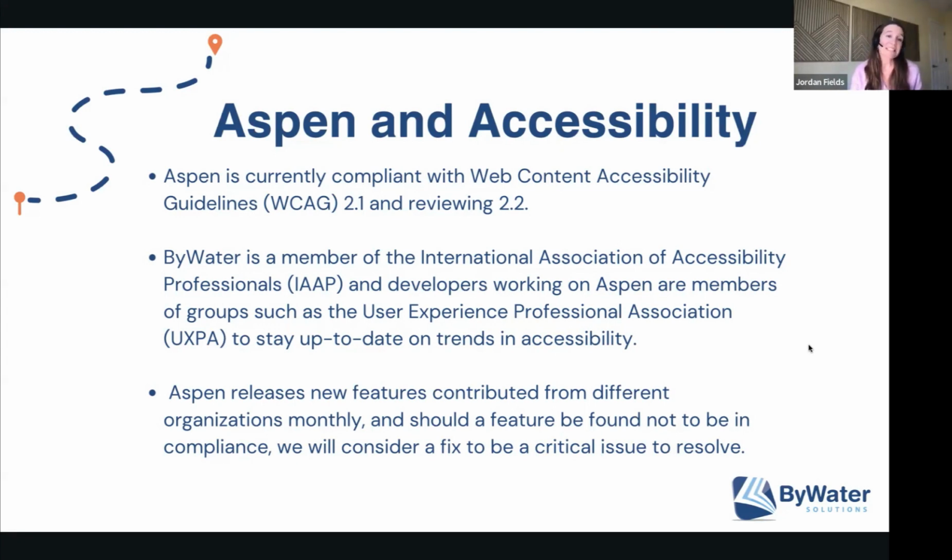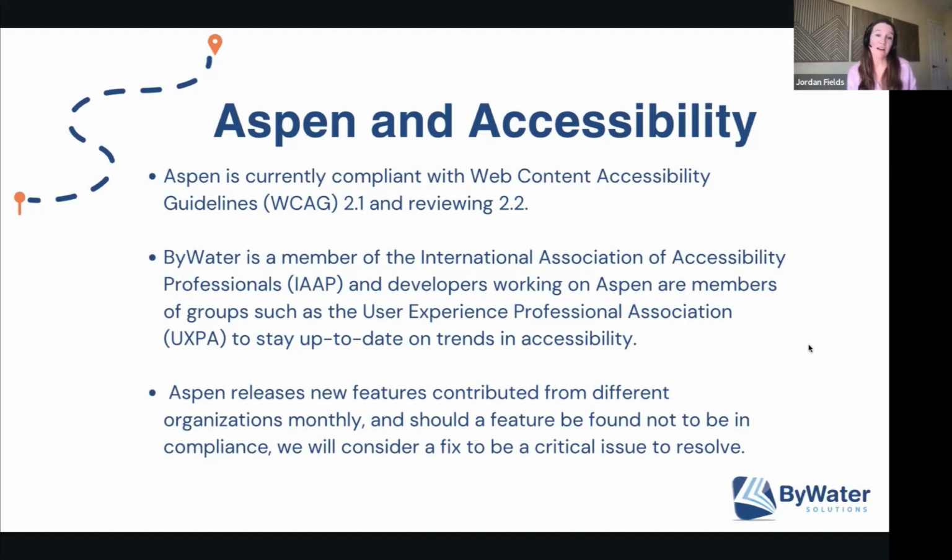Aspen has new releases, with new features released monthly. And because it's open source, those features don't just come from Bywater. They come from a number of organizations and in many cases, a number of libraries. So we do our best to make sure that everything is accessible as we're adding it to the code. But lots of people are adding, which is great, and we don't always catch everything.